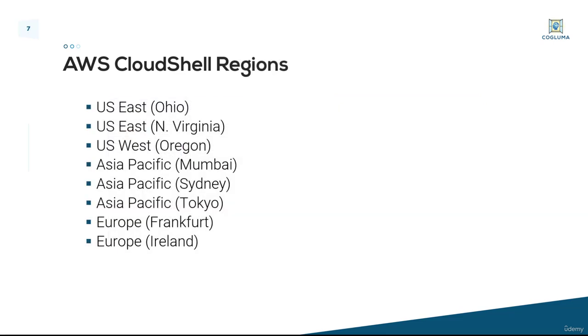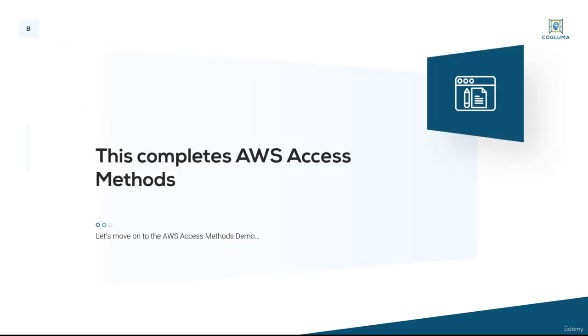One note about Cloud Shell is that it's not supported in all of the different AWS regions. Here's a list of AWS regions that it is supported, so just understand that if you're using a different AWS region for the course and you can't see AWS Cloud Shell, that's why. You can just watch. We're only going to use it very briefly in our course, so feel free to just follow along. This wraps up AWS Access Methods. Let's move on to the AWS Access Methods demo.